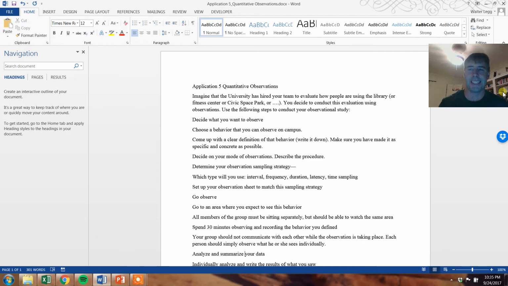Describe the procedure. Exactly how are you observing? Where are you sitting? Are you covert? Are you full participant? Are you non-participant but overt? What are you doing? Okay. Determine your sampling strategy. Now, frequently you won't have a sampling strategy. It really depends on what you're doing here.